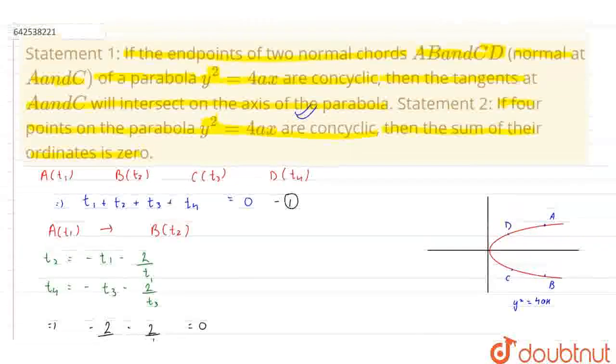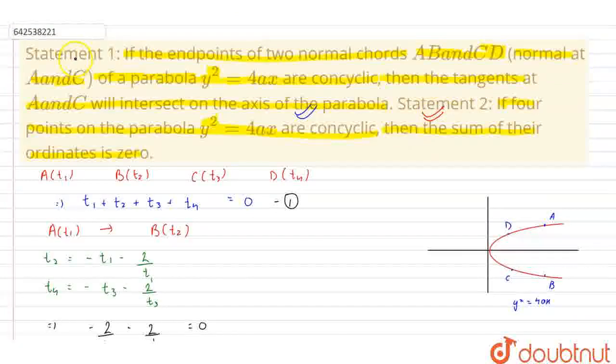Therefore we can say that here both the statements are correct and statement 2 is a correct explanation of statement 1. Thank you.